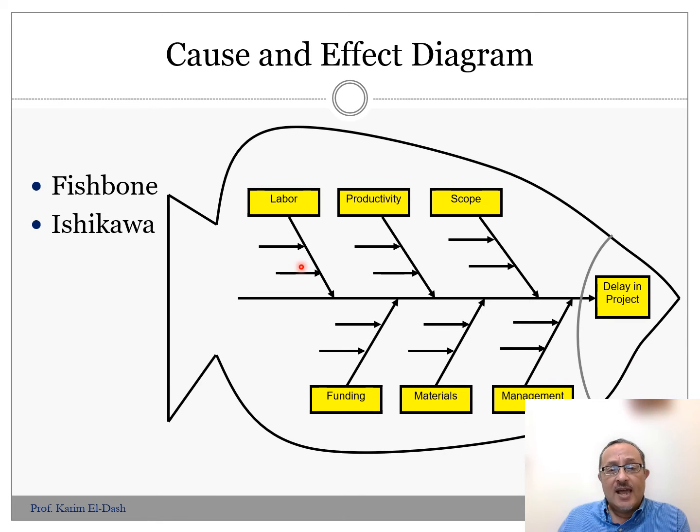This is one of the analyses that we can use to find which risk might evolve in the project, or which issue or challenge may evolve in the project, which is the cause and effect diagram. It is sometimes called a fishbone diagram, because it looks like a fish. Sometimes it is called the Ishikawa diagram, based on Ishikawa, the Japanese expert who was the first to develop this diagram in the form of a fish or fish bone.